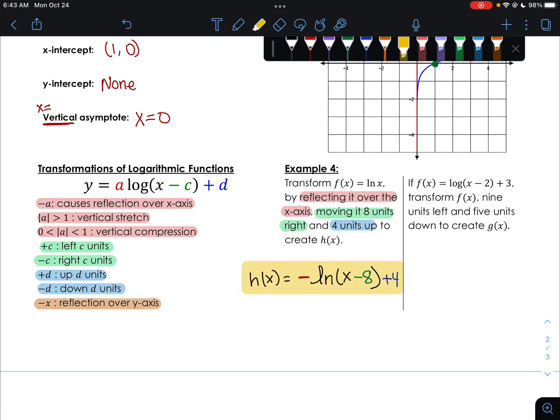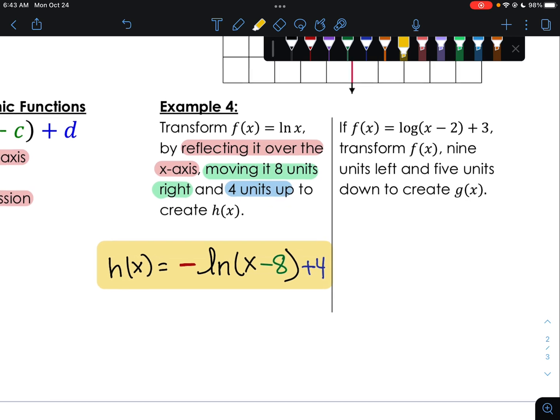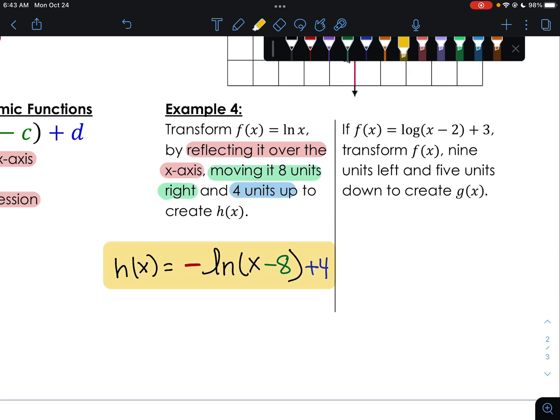Okay, now this next one is something you're going to see on the test. If f of x is equal to log of x minus 2 plus 3, transform f of x 9 units to the left and 5 units down. Well, first off, we need to understand how it's currently moved. So this right here currently goes 2 units to the right. So if it's 2 units to the right and I want to move it 9 units left, I need to subtract those two numbers, and I'm going to get a positive 7.